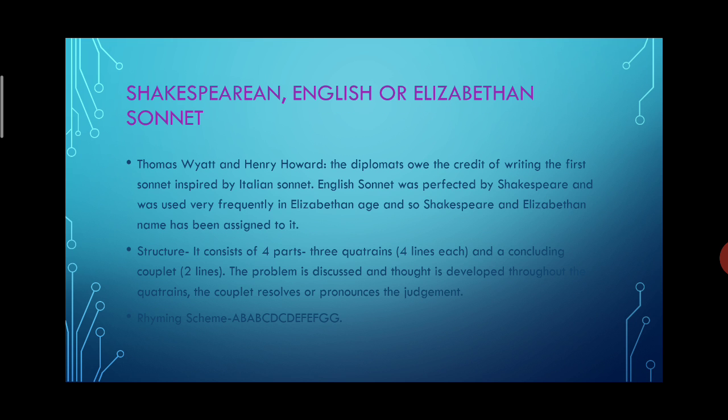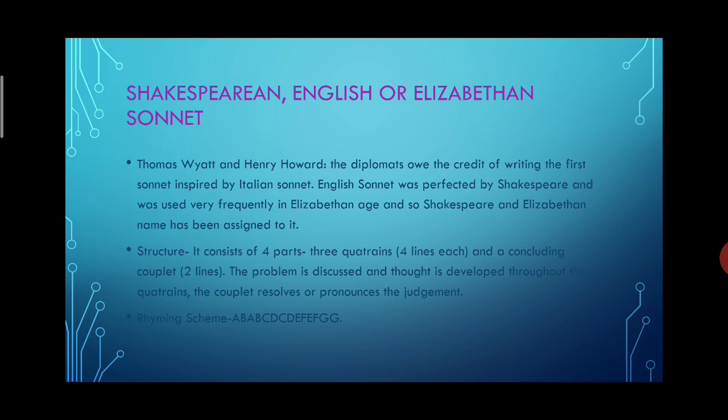So coming to the Shakespearean, English or Elizabethan sonnet, basically sonnet was an Italian form, and it was Thomas Wyatt and Henry Howard. They were basically diplomats, and they were on a tour to Italy, and there they heard the sonnet and they liked it most, and they were the first ones to practice sonnet in England. But after them, Shakespeare perfected it, and during the Elizabethan age it was used very frequently.